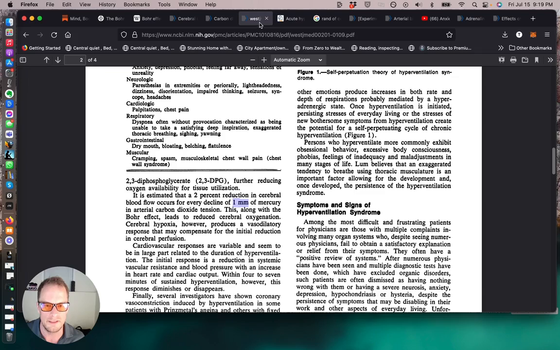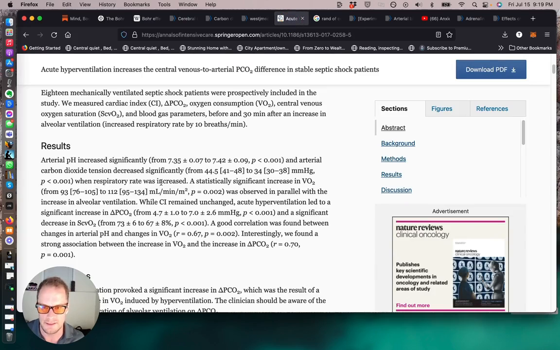A side note, a relevant note, is that this kind of thing, this change of oxygen delivery, is part of the reason, if not the main reason, that in the early days of COVID, hospitals were killing their patients.